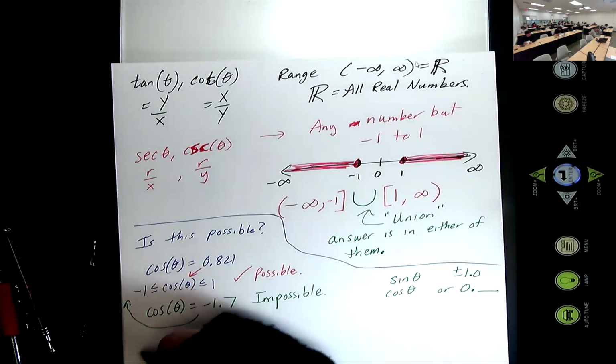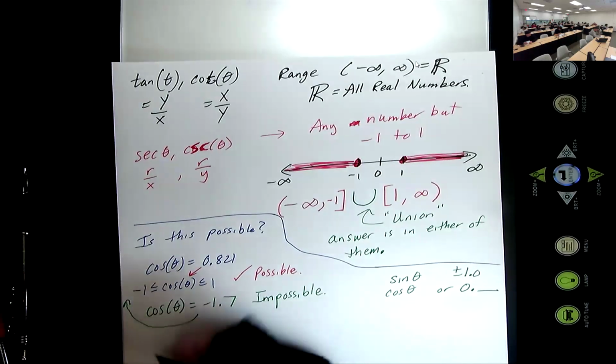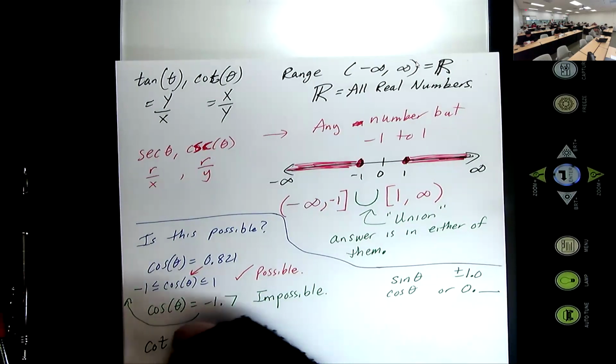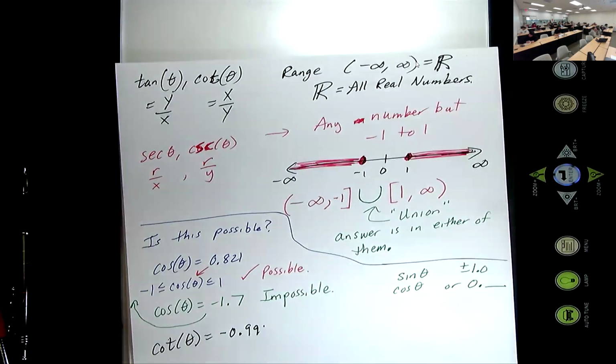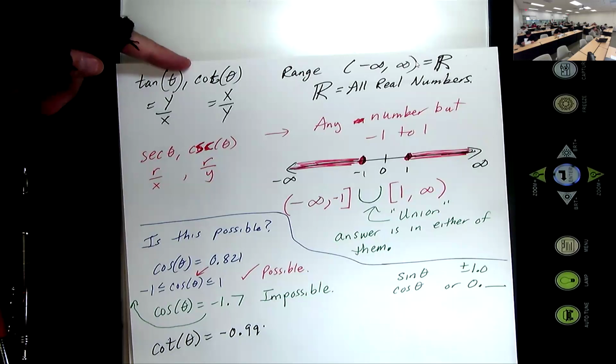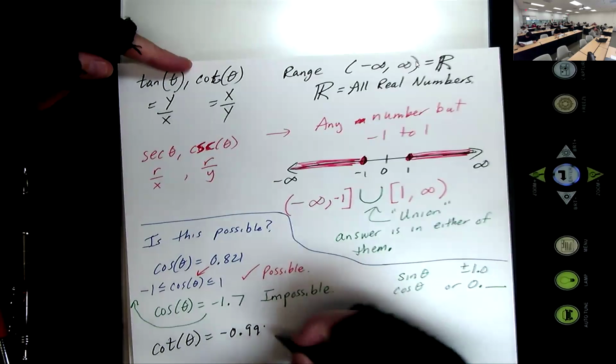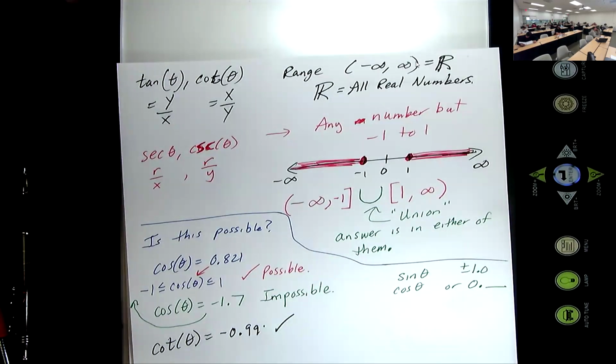What about cotangent theta equal to negative 0.99? We look at the range of numbers that work with cotangent. All real numbers work. So yes, that's good, that's possible.